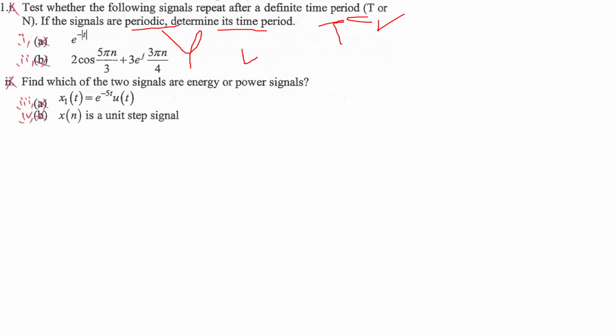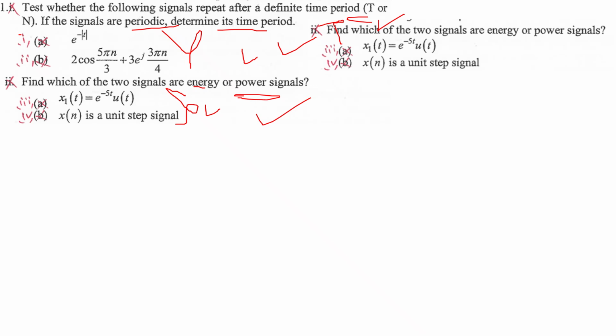Here, in the next question, you have to find whether the signals are energy type or power type signals. So these are the questions related to periodic and energy signals. Let's see how to solve. Another question in the same part, the third, is to find which of the two signals are energy and power signals. Same kind of question. Okay, so let's see.